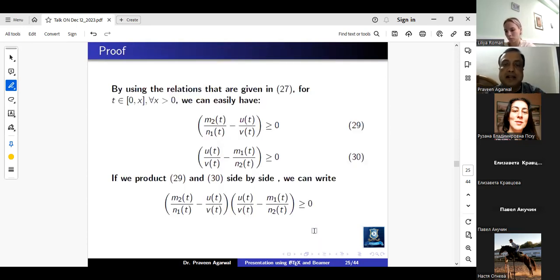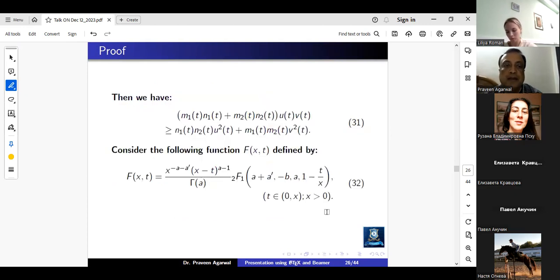Here I am giving the proof. By using the relation given in equation 27, we can easily find equations 29 and 30. If we multiply 29 and 30 together, then we get the result given by this term. After some computation, the result becomes equation 31.